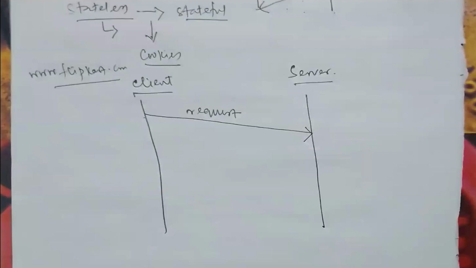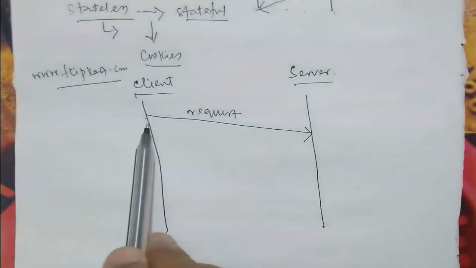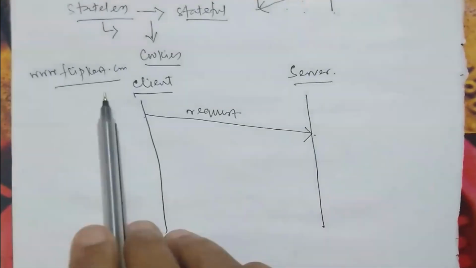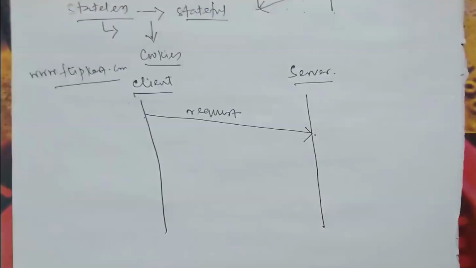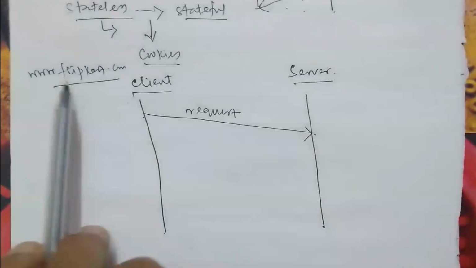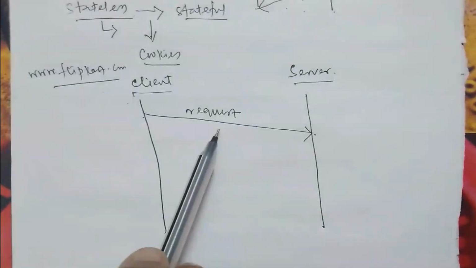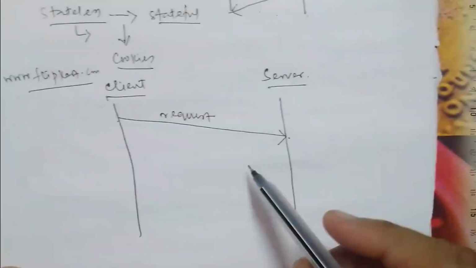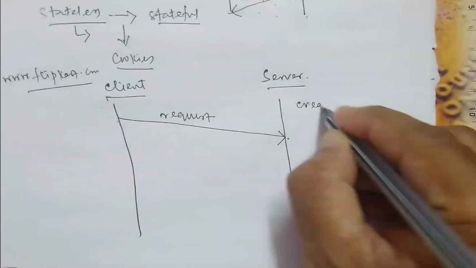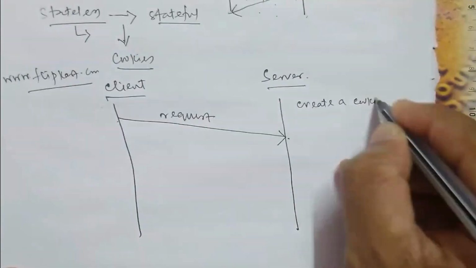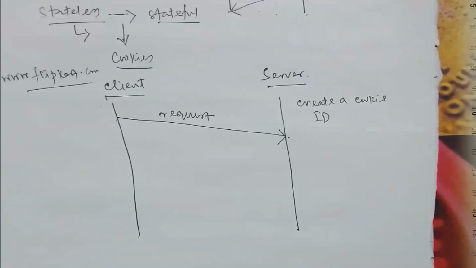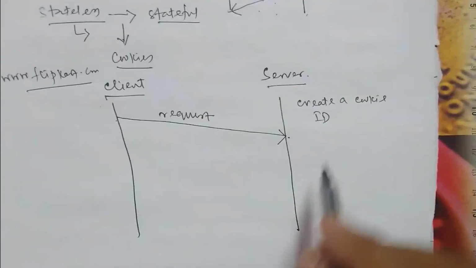When the request message comes from any client to a server, first the server checks whether this client is a first-time user or has already been using its service. If he is a first-time user accessing this particular website, the server is going to create a cookie ID. That is a unique ID for that particular client, created by that particular server.